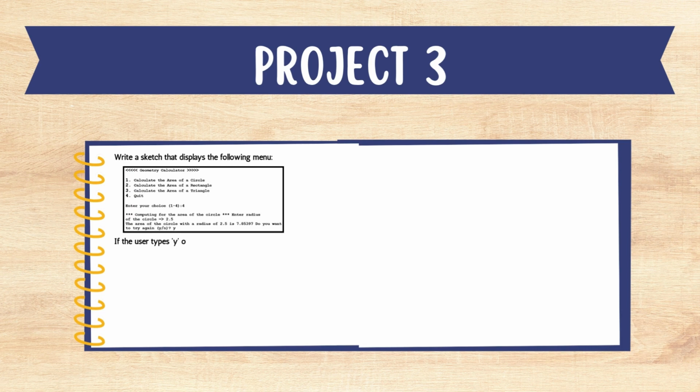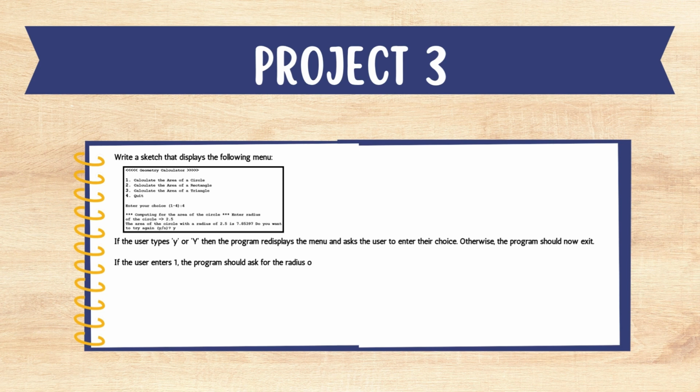Project 3. Write a sketch that displays the following menu. If the user types Y or y, then the program redisplays the menu and asks the user to enter their choice. Otherwise, the program should now exit. If the user enters 1, the program should ask for the radius of the circle, and then display its area. Use 3.14159 for pi and the radius of the circle for r.